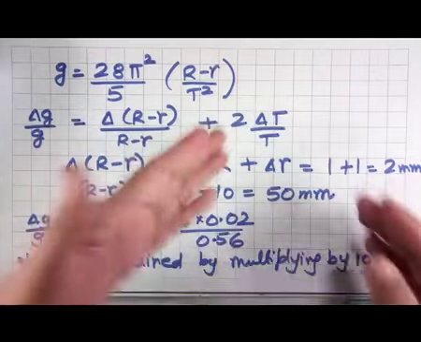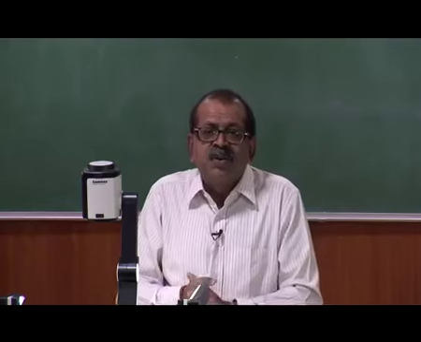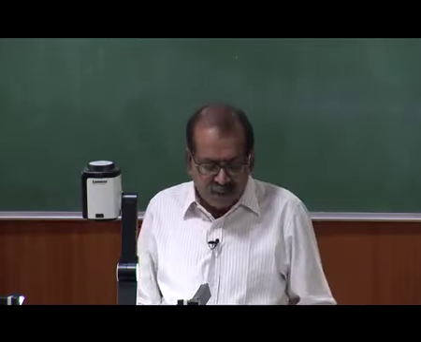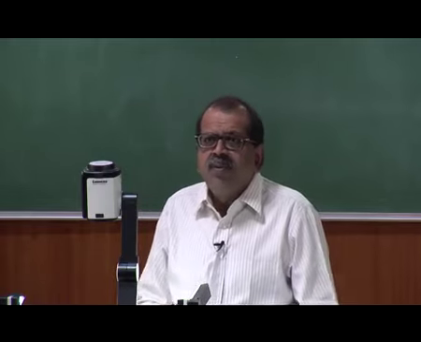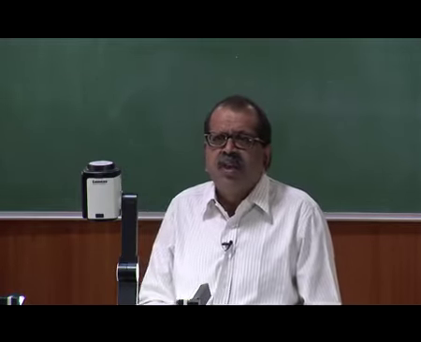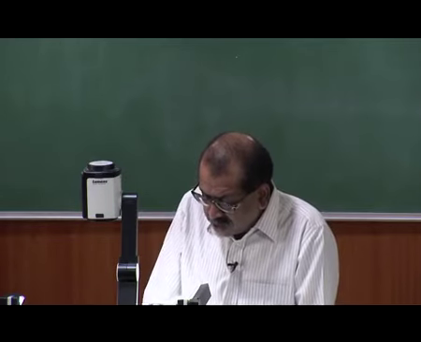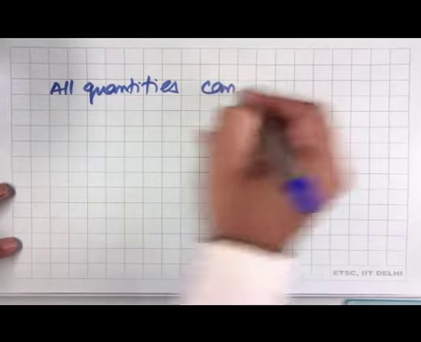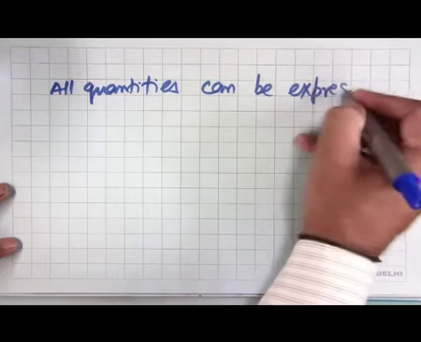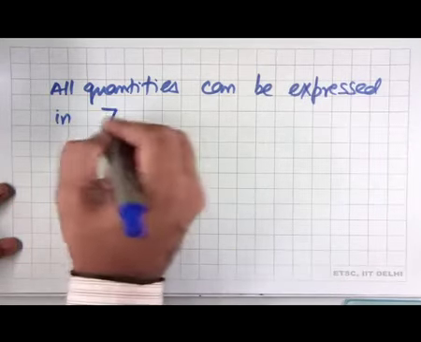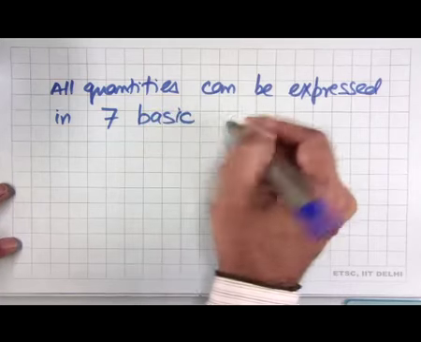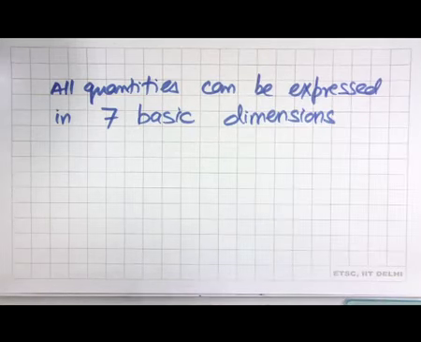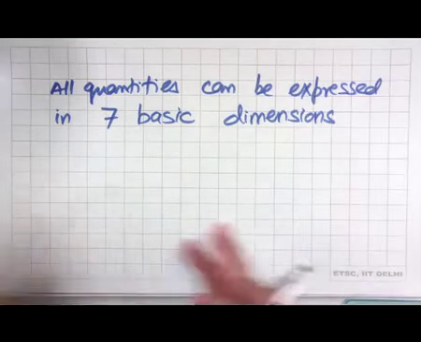So, therefore, we add the relative error to that, and this is how we calculate all the errors. Now, let us have a look at dimensional analysis. What we find is that all the quantities which we measure can be expressed in 7 basic dimensions, and it will turn out that maybe all of them do not need the 7 basic dimensions.